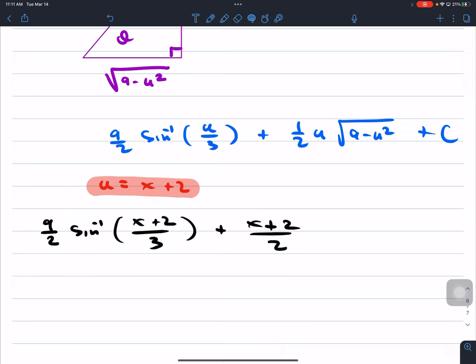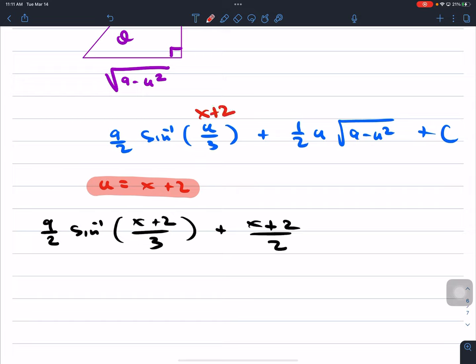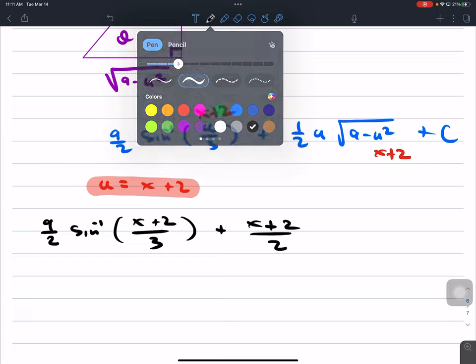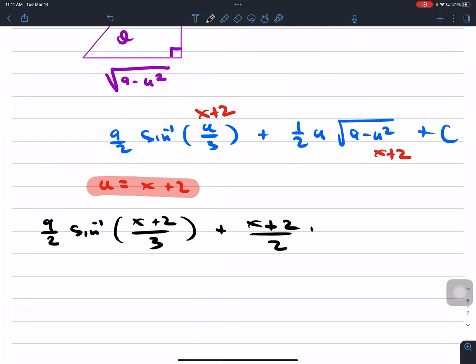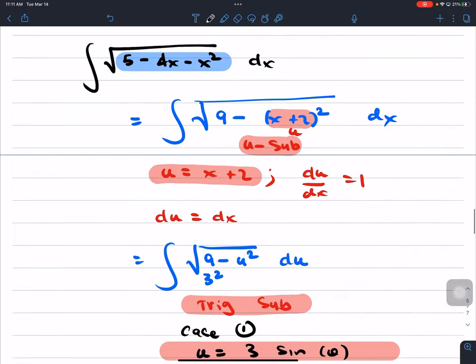And what do you think happens if I replace this here? Let's go back here. See this here? X plus 2, and then x plus 2 goes here. What do you think happens with that radical? That's the radical: 9 minus that x plus 2 squared. That's the original radical you have here.